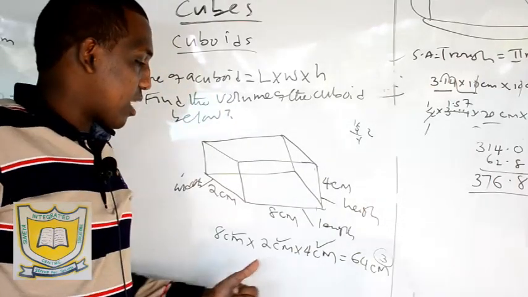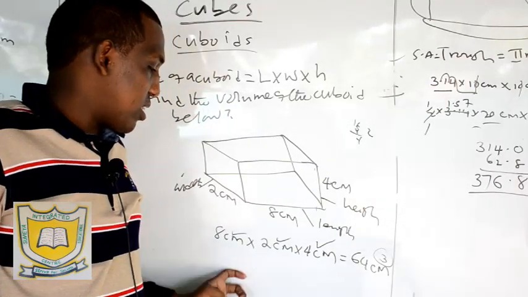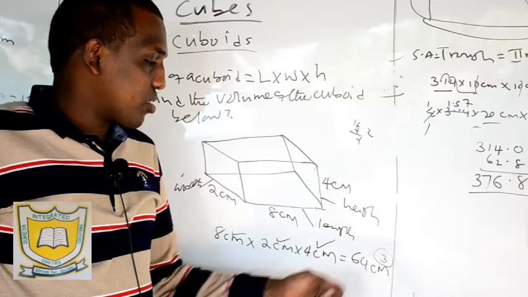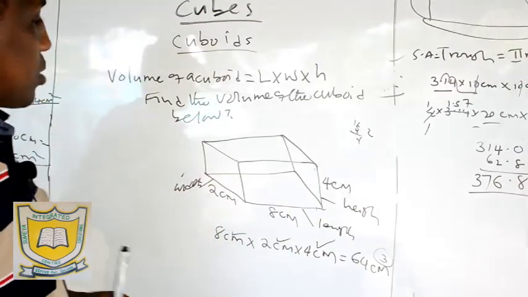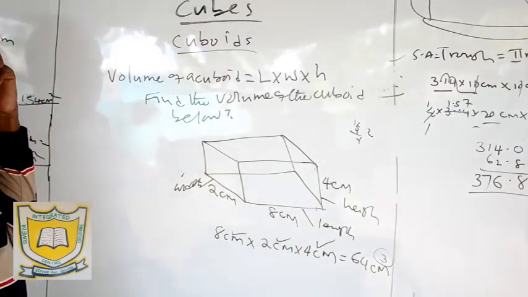So length times width times height. You get 8 times 2 times 4. You get 64 centimeter cube.